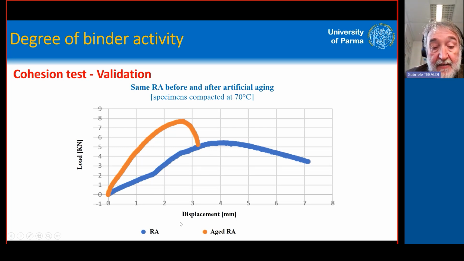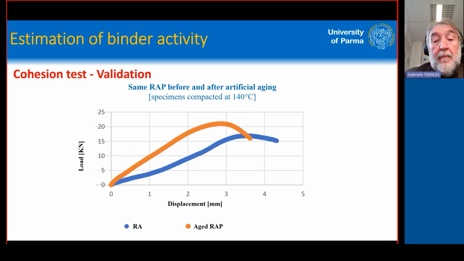And you can see here that the aged one is definitely much stiffer than the original one, even if it is the same bitumen. So it's possible to catch some difference. And again, if we compact at 140, the difference is less, but there is still a difference between the aged one and the not aged one.